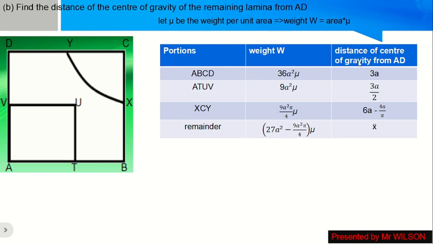Now the distance of the center of gravity from AG, from the center of the square to the point AG. Okay, so what will it be? It will simply be 3a. Because from the center to that point AG, since the whole from B to C is 6a, you divide by 2 and you're going to get 3a. Okay, now let us take ATUV, which is the other square inside the square.